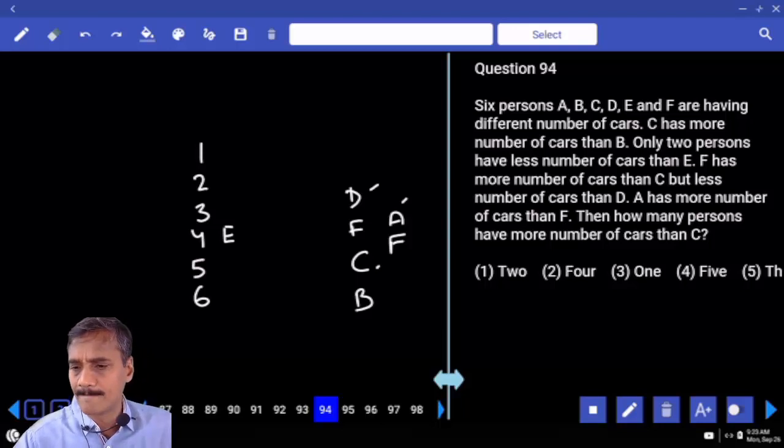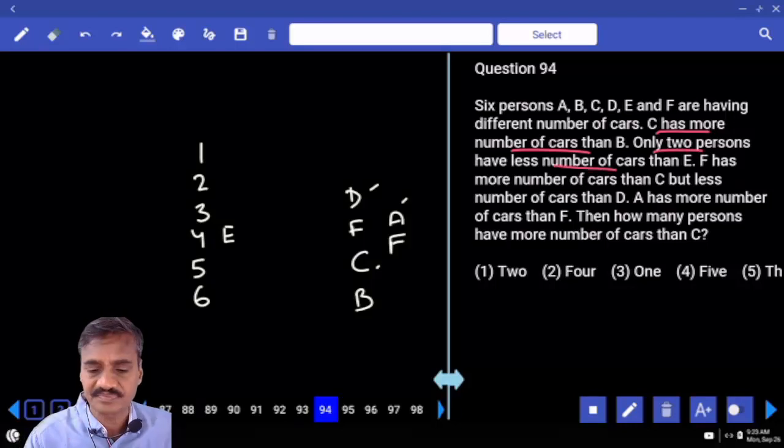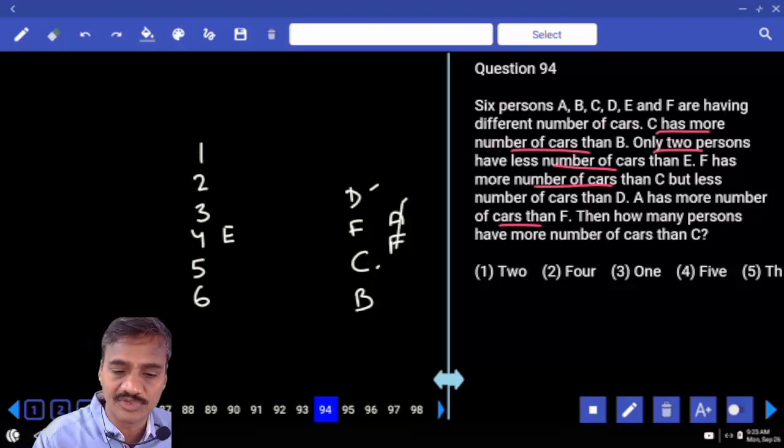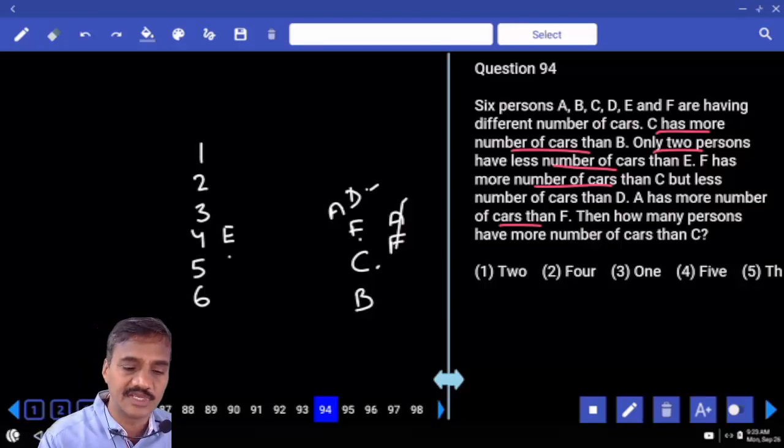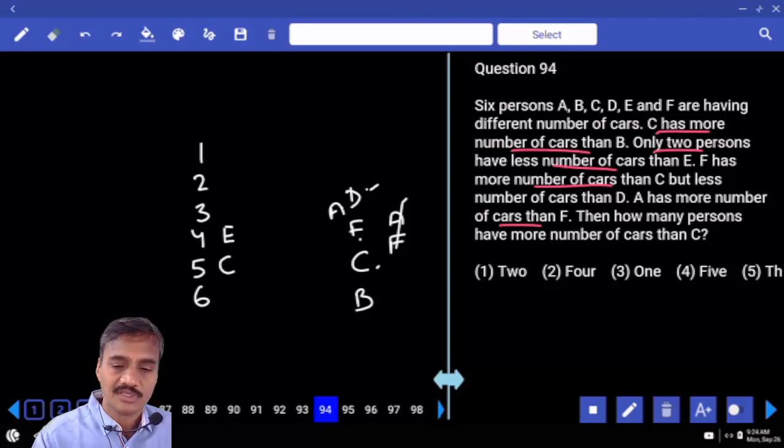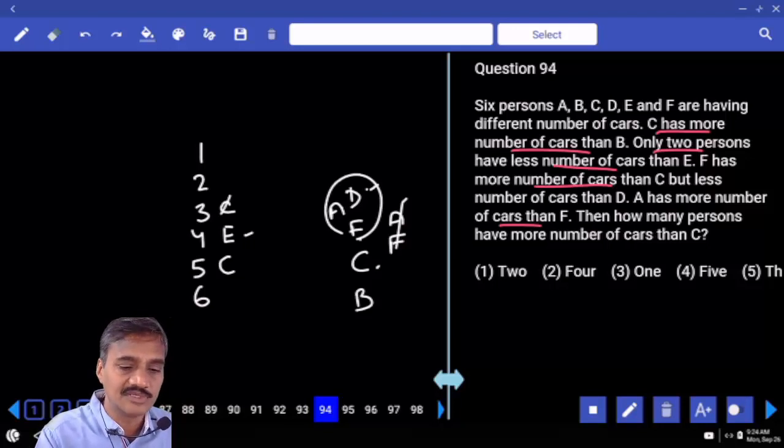More information. C has more number of cars than B, and only 2 have lesser number of cars than E. And next one. F has more number of cars than C, but lesser than D. A has more number of cars than F. Then how many persons have more cars than C? Now A is having more than F, so A must be here, right? But how many must be before C? D, A and F must be. If D and F must be before C, where must C be? C must be here, right? E is already here, and if C is here, there is no chance of D, A, F being before C, and C must be at the 5th place.